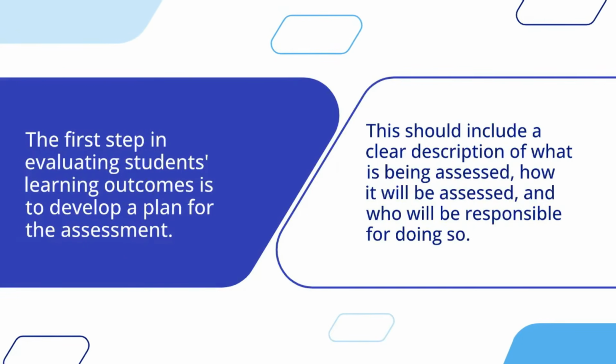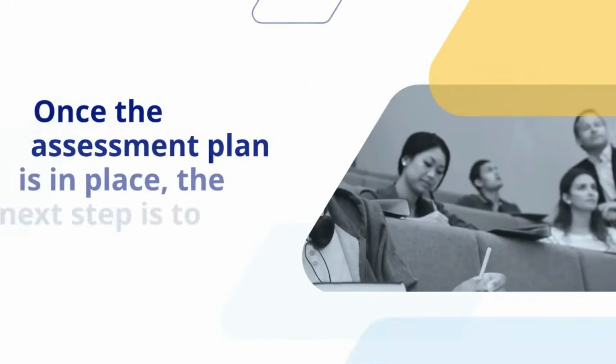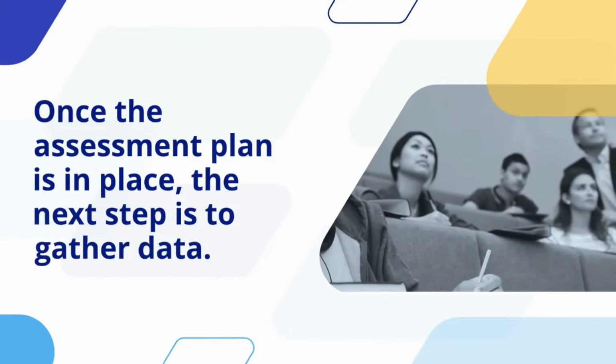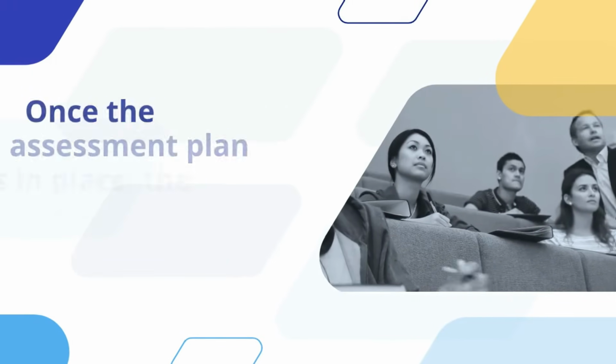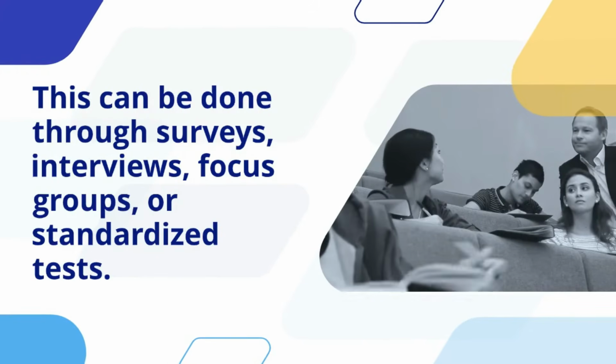The first step in evaluating students' learning outcomes is to develop a plan for the assessment. This should include a clear description of what is being assessed, how it will be assessed, and who will be responsible for doing so. Once the assessment plan is in place, the next step is to gather data. This can be done through surveys, interviews, focus groups, or standardized tests.